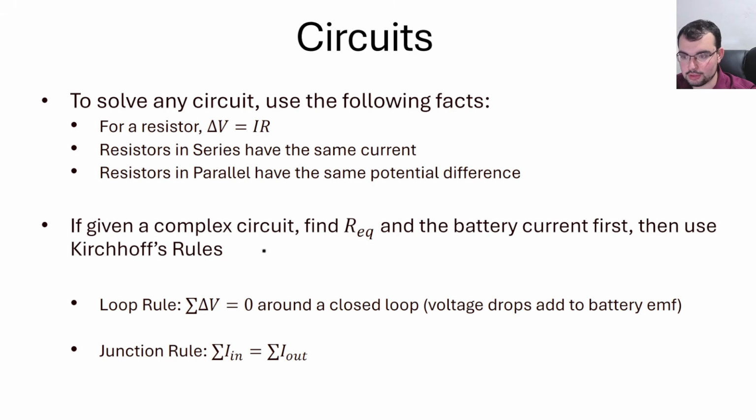So we do have 2 rules. We have the loop rule, which in most cases just says if you walk all the way around the loop, all of your drops have to equal the battery. And the junction rule says that current splits up.